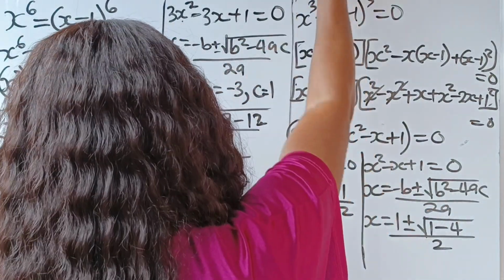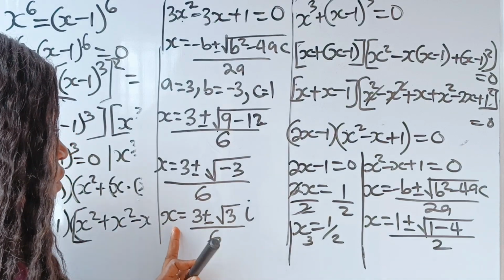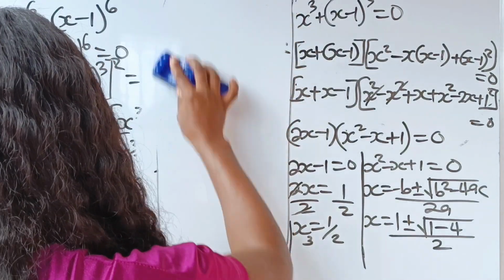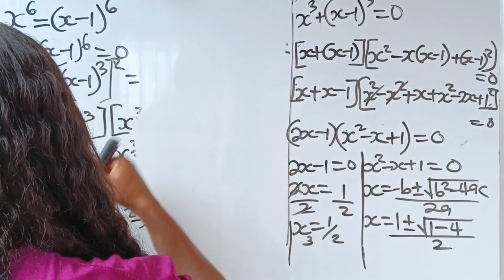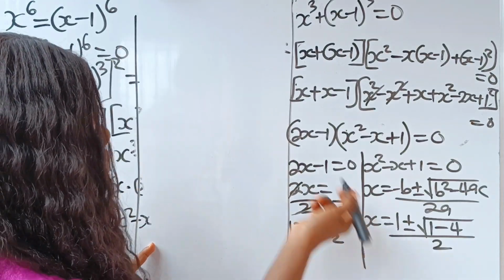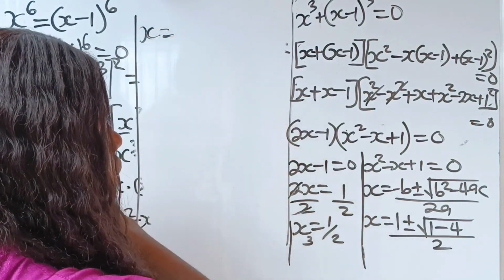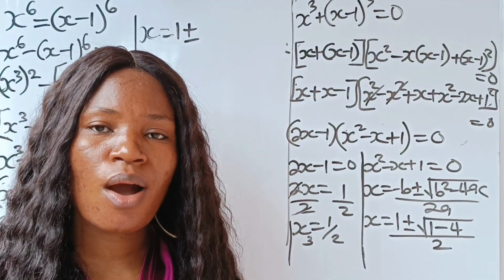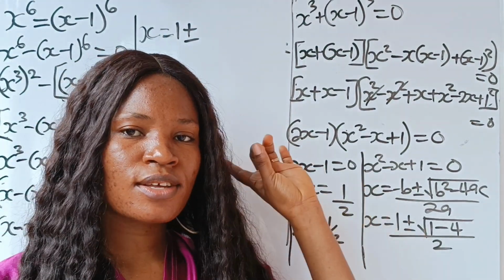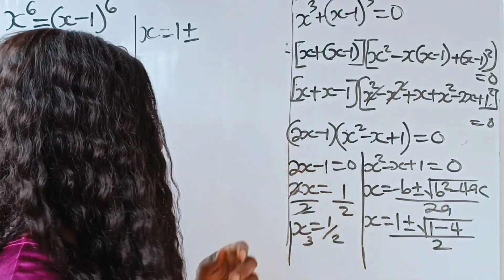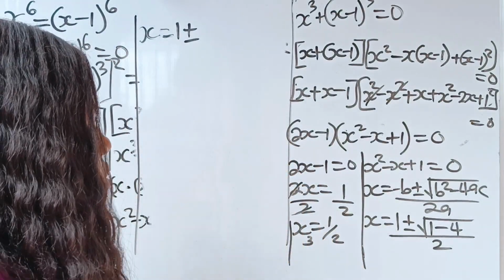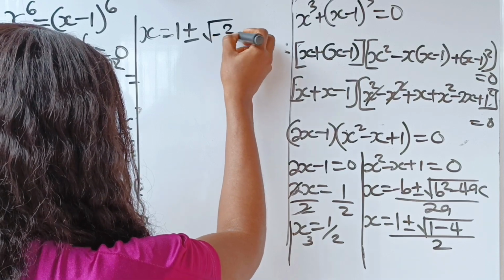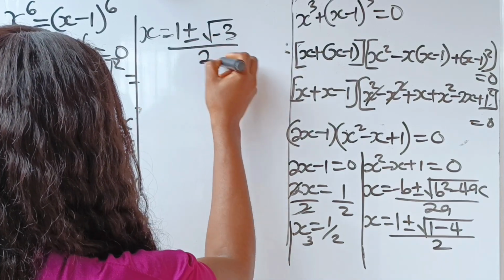Permit me to clean this. I think we already know that the first and the second value is here. So permit me to clean this and solve here. Now we have that our x is equal to 1 plus or minus. Please watch to the end and see how we substituted what we got into the equation to prove that it is right. So we are going to have x is equal to 1 plus or minus square root of minus 3 divided by 2.